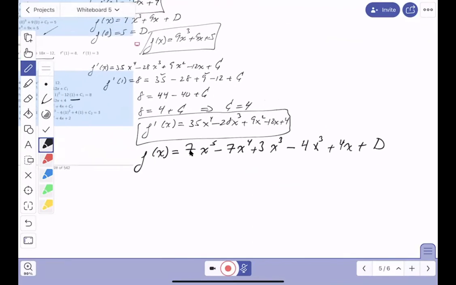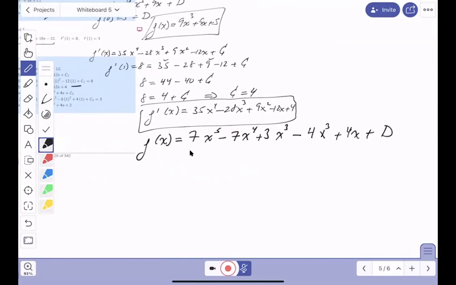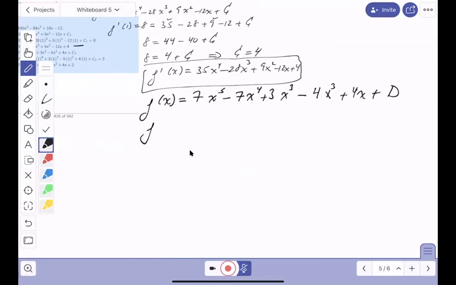All right, let's see if we can figure it out. And what did they tell me? f of 1 is 3. This is going to be a killer. f of 1 is 3. Thank God for the number 1. It's an easy number.